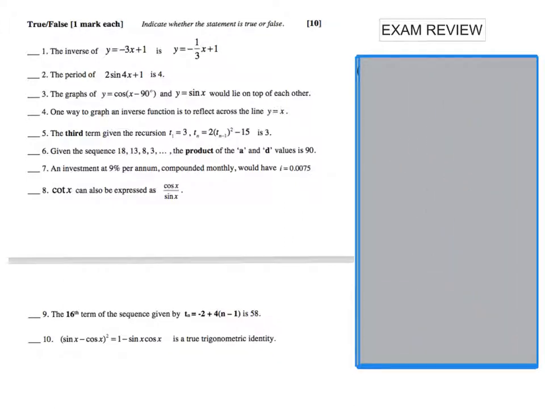Question 6 says we get given the sequence 18, 13, 8 and 3, the product of the A and D values is 90. Well, the A is the first term, 18, and the difference is what it's going up or down by. Well, this is going down by 5, so negative 5. So the product of A times D will equal negative 90. So this one is false.